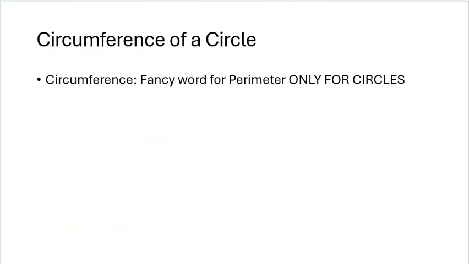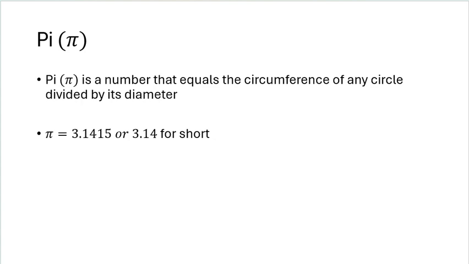Next thing is circumference of a circle. The word circumference is just a fancy word for perimeter, and this only applies for circles. Now, one symbol that you'll see a lot is pi. It's just a number that equals the circumference of any circle divided by its diameter. So basically that just means pi equals c divided by d, like so.